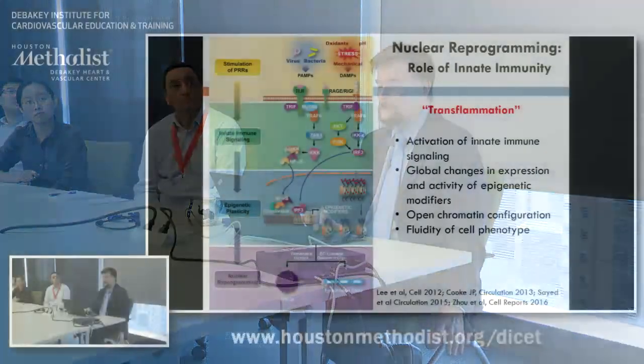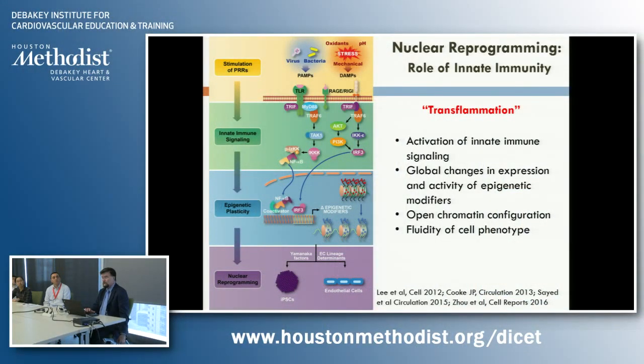triggering a cascade of signaling that's well known, well described to cause the activation of NF-kappa B, IRF3, transcriptional activators that induce the immune response, the release of inflammatory cytokines. But what we found, which was not known, is that this same process causes global changes in epigenetic modifiers that induces epigenetic plasticity, so induces an open chromatin configuration. And this process is absolutely critical for the cell plasticity that's needed for induction of pluripotency or for transdifferentiation.